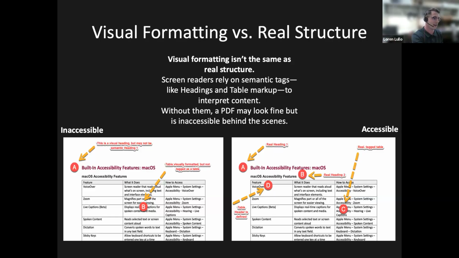Over on the right-hand side, as you can see, the point A is a real heading. So it's actually our semantic heading one. All headings below will be real heading twos.